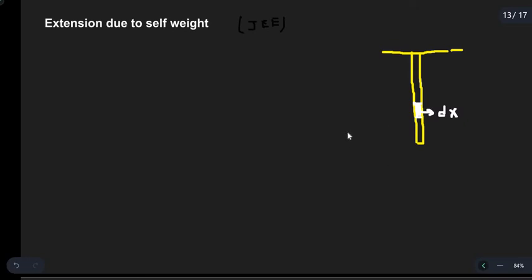Okay. So extension due to self weight. We have a rod, or you can call it a wire. Let its length be L and its area of cross section be A. So what will be its volume? Its volume is A into L.